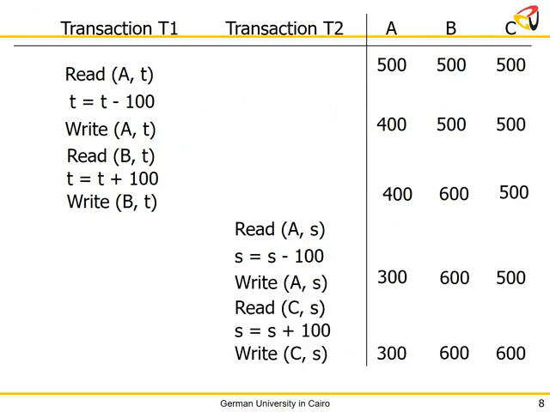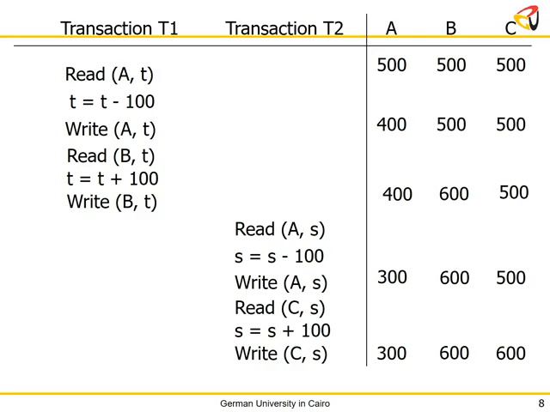So if the two transactions run one after the other, we don't have an issue. The first one is going to take 100 from A, as you see on the table on the right hand side. So the 500 becomes a 400, and then we add that to B. And the next transaction T2 will take 100 from A. It was 400, now it will become 300, and then we add this 100 to C. So my final result is 300, 600, 600 for the three accounts, and again the total is 1500.